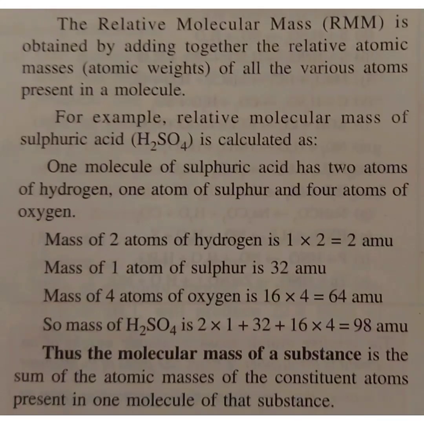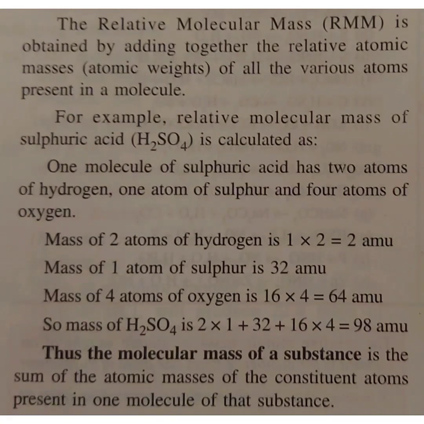Mass of 1 atom of sulfur is 32 and mass of 4 atoms of oxygen is 16 into 4, that gives us 64. So altogether the mass of sulfuric acid will be 98 atomic mass units. So 2 hydrogen atoms, so 2 into 1, 1 sulfur atom, so that is 32, and 4 oxygen atoms, so that is 4 into 16, 64, and thus we get 98 atomic mass units. So in this way we can calculate molecular mass for any substance.